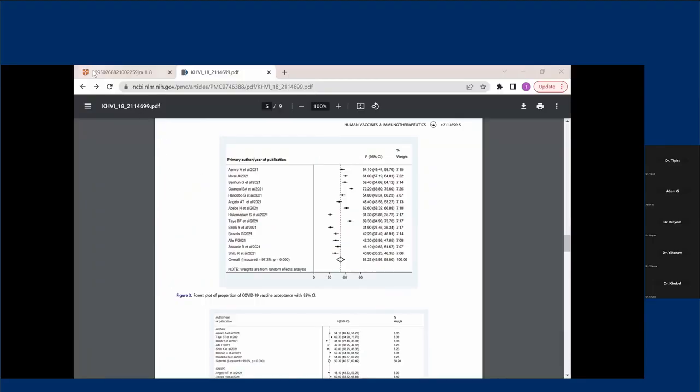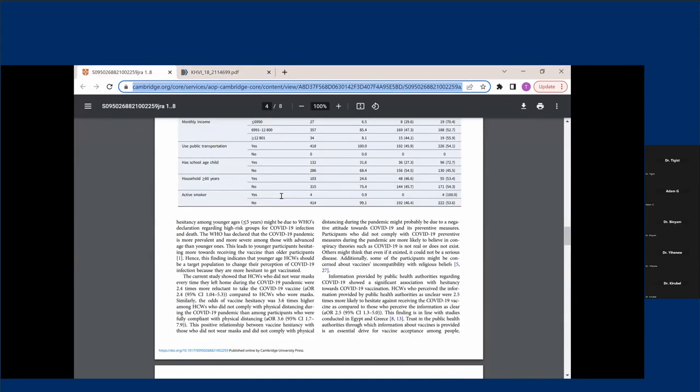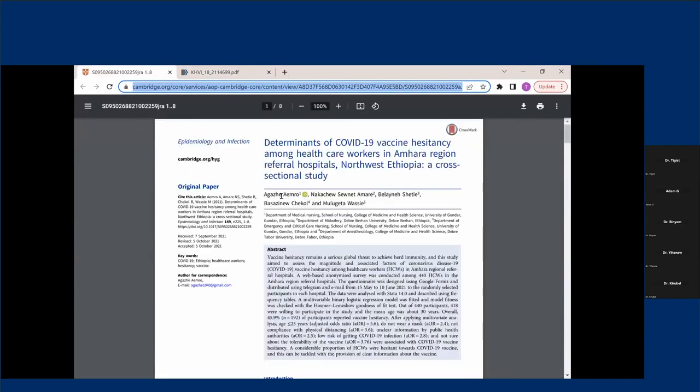Okay. You can see the screen, right? You can see the screen, right?